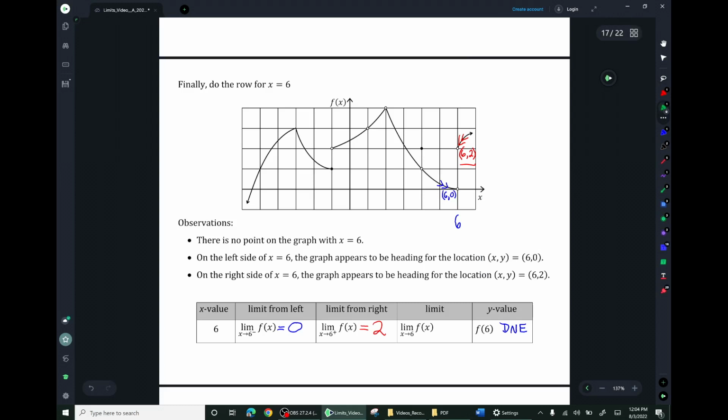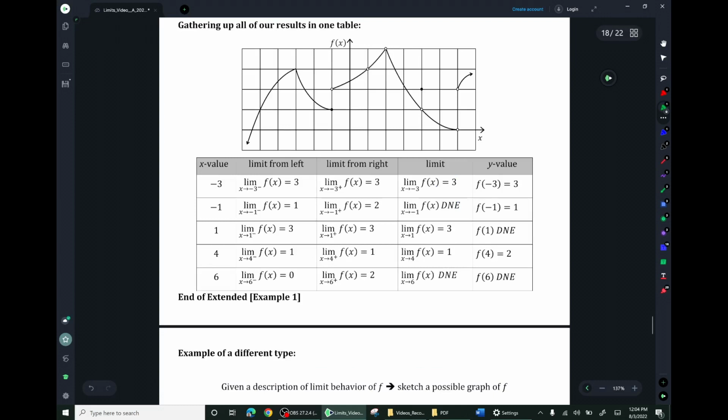Now our last job on this page is to fill in that cell. Notice that these two limits both exist, but they don't match. So we say that the limit does not exist. And that concludes the row where x equals 6. Let's go on. We can gather up all of our results in one table. Here it is. Notice again the distinction between the y value and the limit.